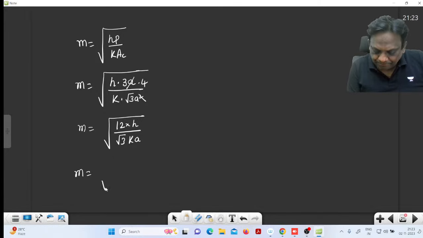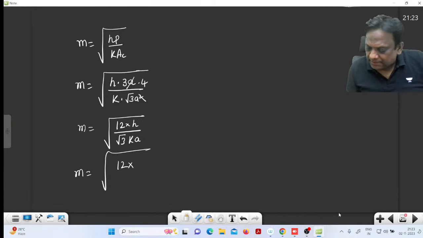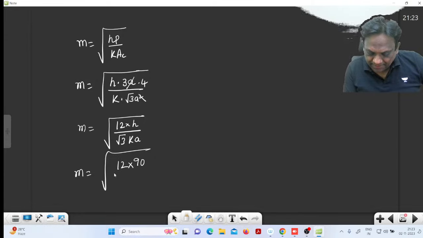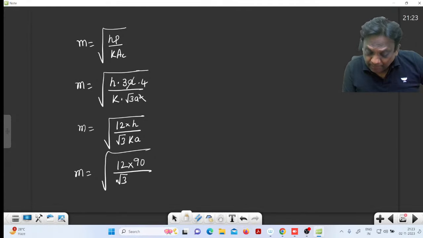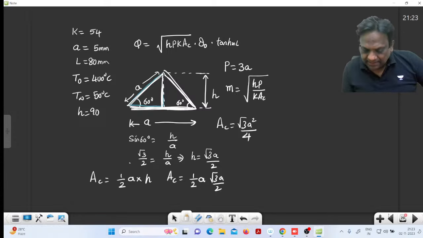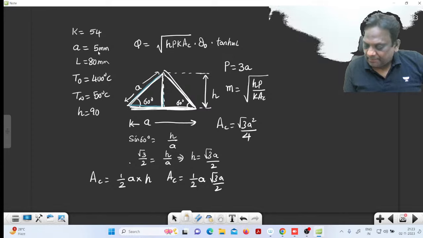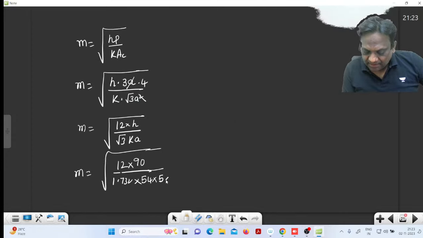So m is equal to under root of 12 into, what is h given sirs? The value of h is given as 90 by root 3. देखो ये रूट में रूट है सर, कंफ्यूज मत होना, मैं इसको ऐसे लिखूंगा √3 को I'll write as 1.732. And what is the thermal conductivity given to us? It is 54 and it is 54 into area. Sorry, A value is how much? It is 5 mm. Don't put it in mm. Convert in meter.